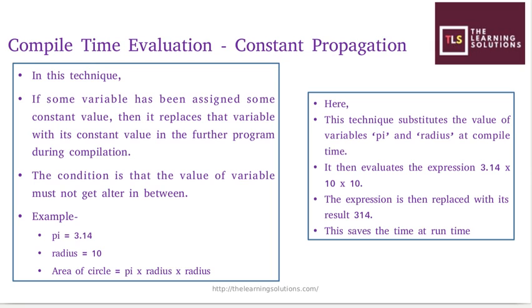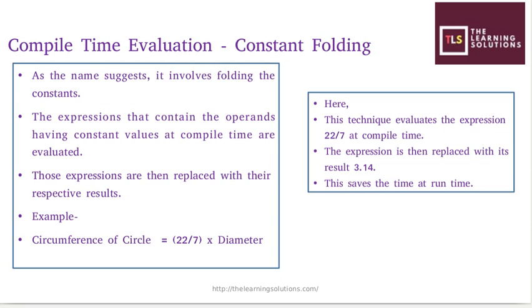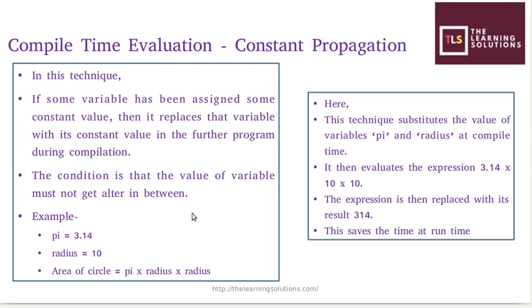So what we have in constant folding is that these constants are basically computed. Here in constant propagation, whichever variables are assigned some constant value are used. Look at the example, pi equal to 3.14, radius equal to 10. So these variables are declared, but some constants are assigned to them.